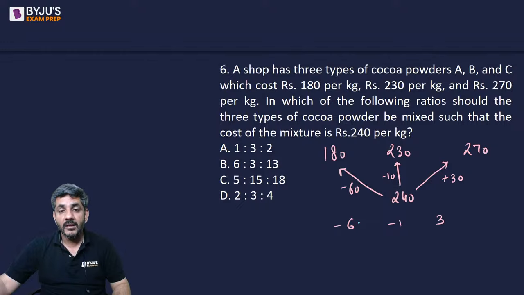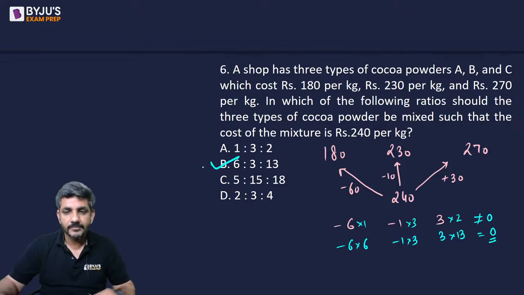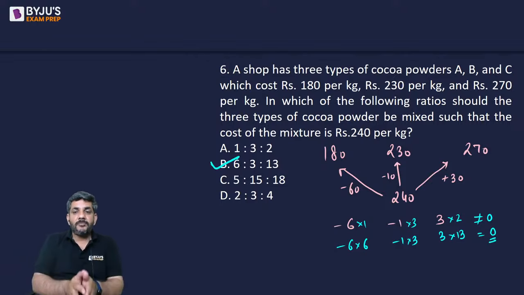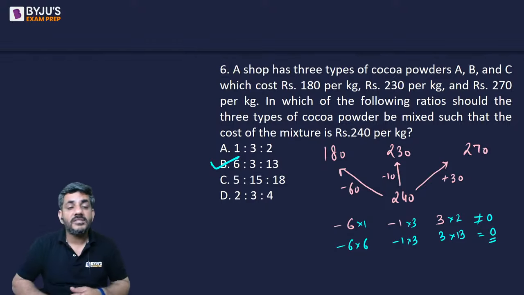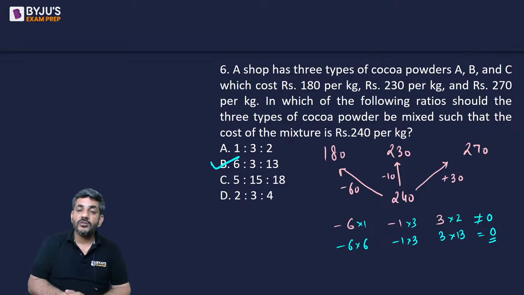Look at option 1. -6 into 1 is -6, -1 into 3 is -3, that is -9. -9 plus 6 does not become 0. Look at the second option. -6 into 6 is -36, -1 into 3 is -3, that is -39. -39 plus 39 becomes 0. This is your answer. In whichever case my net deviation becomes 0, that will be my answer. So in the second case, the net deviation becomes 0.